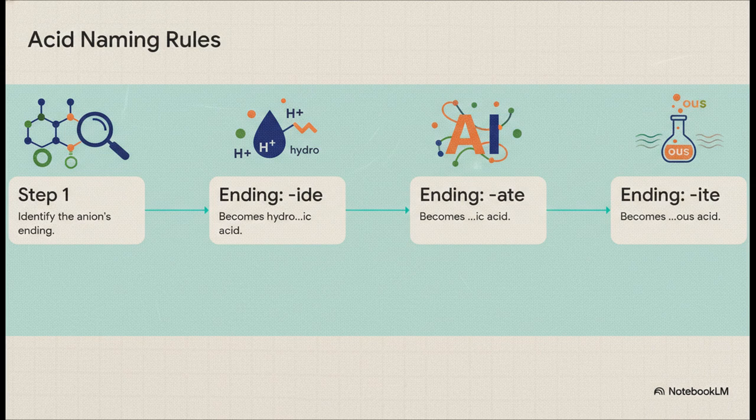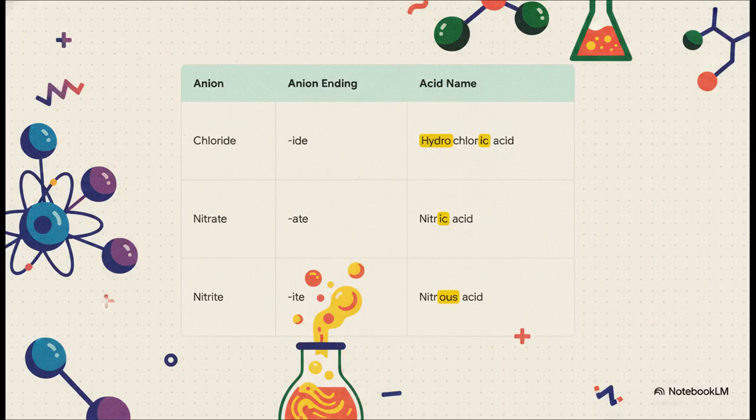First, just look at how the anion's name ends. If it ends in "ide", the acid name will start with hydro and end with "ic". If the anion ends in "ate", you just change that ending to "ic". And if it ends in "ite", you change that to "ous". Let's see how this actually works. Check this out. This table lays out our rules perfectly. So the chloride anion ends in "ide", right? So it becomes hydrochloric acid. Simple. The nitrate anion ends in "ate", so it just becomes nitric acid. And the nitrite anion ends in "ite", so it becomes nitrous acid. See? Just like that, you've learned to speak the language of acids.